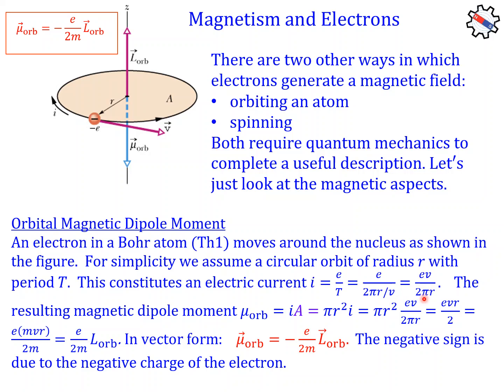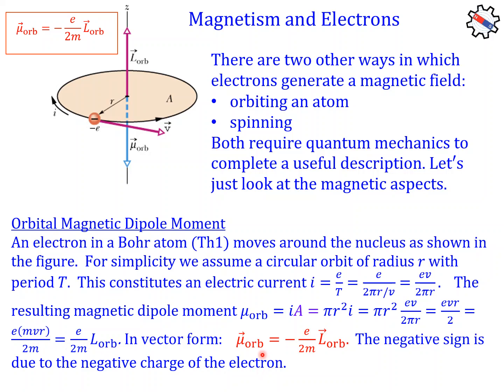We simplify as EV over 2 pi r. The resulting magnetic dipole moment is I times A from before, so the area of this loop is pi r squared, and the current we've just worked out. We can put that together, we get EVR over 2. We can add an m top and bottom if we choose. We end up with E over 2m, and in brackets here we've made the orbital angular momentum, mrv.